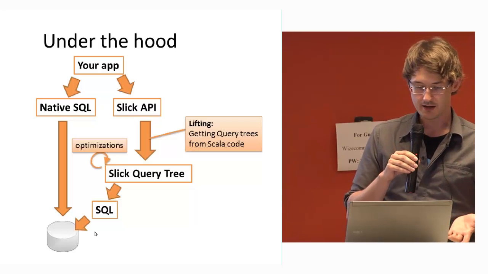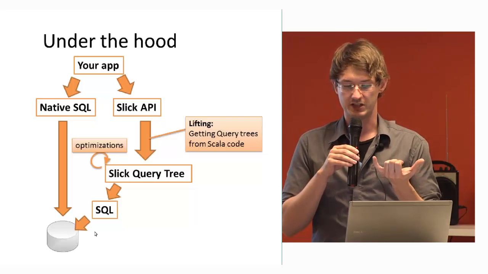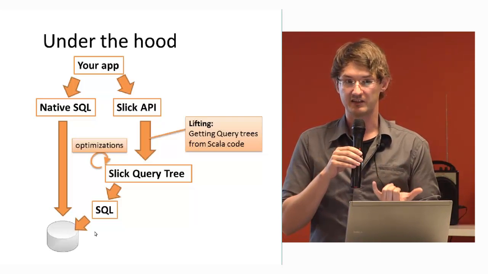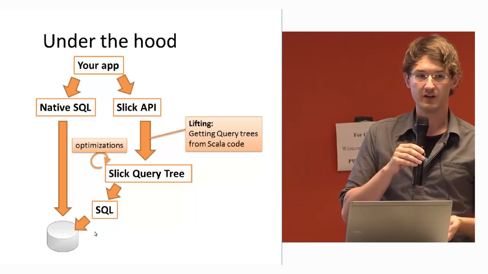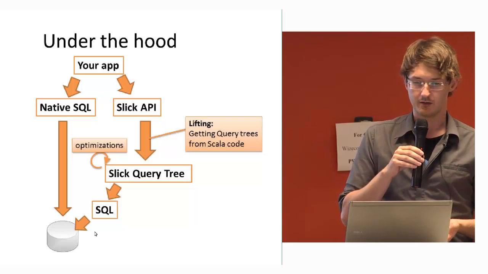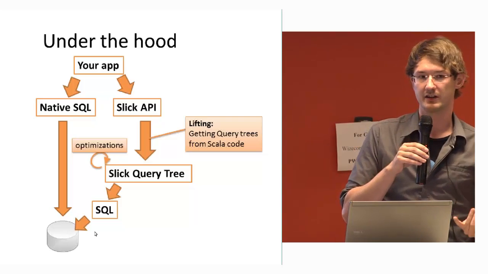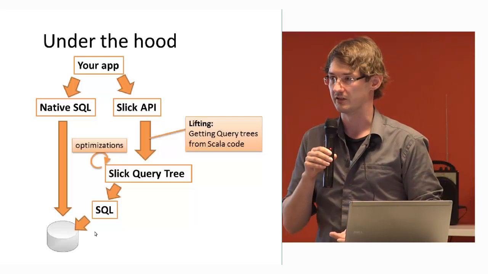With this API, we use a technique called lifting, which allows us to obtain trees that describe the queries. They describe, well, there was a filter, and there was a comparison, and things like this. We have this tree that describes this, and from this tree, we then generate SQL. Or in the future, we could generate queries for NoSQL databases.